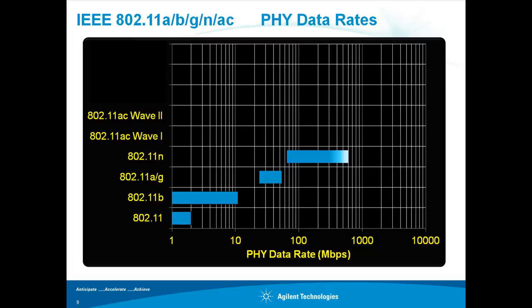Nevertheless, the rates stated for 11AC vary from 300 megabits per second to the top end of 6.9 gigabits per second, deployed in two waves.